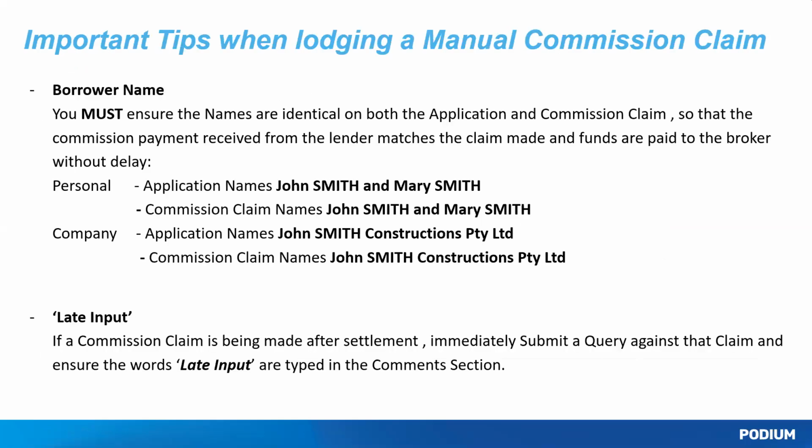Okay, some important tips when lodging a manual commission claim. Number one, borrower name. Please ensure that your borrower names are the same between your application and your commission claim. These are things like name order and capitalisation, and it applies to both personal and company type applications. If a commission claim is being made after settlement, immediately submit a query against that claim and ensure the words late input are typed into the comment section. This will help the commissions team identify why you're making a manual commission claim, and the processing will be a little bit quicker.